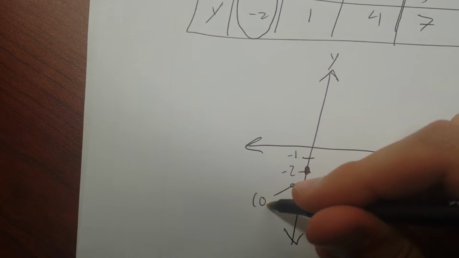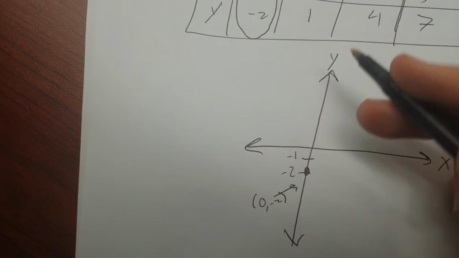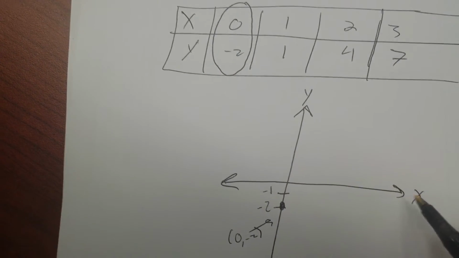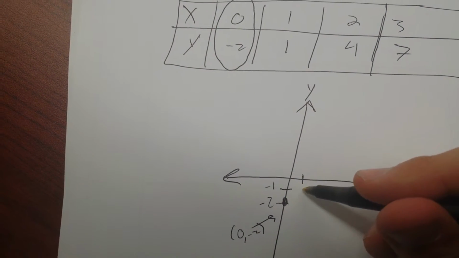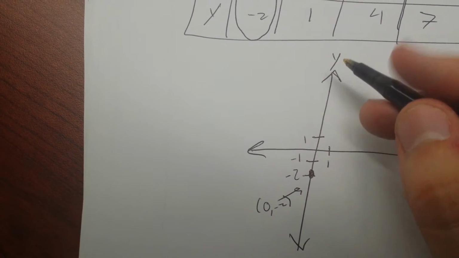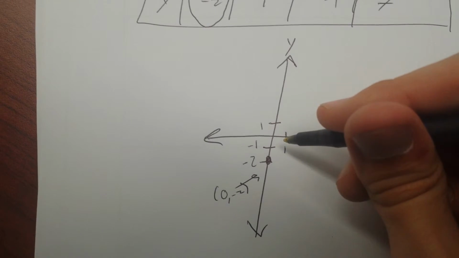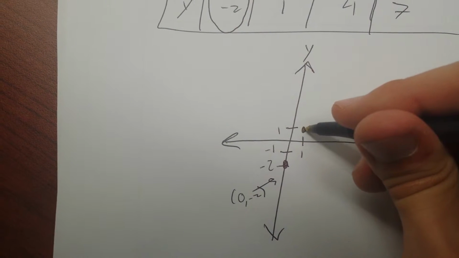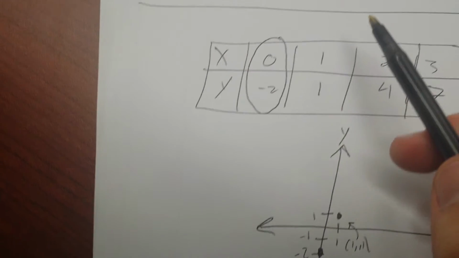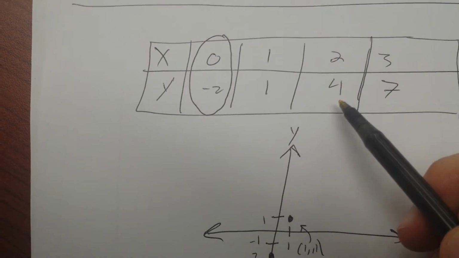This is 0, -2. Next point, 1, 1. So I'm going to go 1 in the X, so I'm going to count off 1 tick on the rightwards X, and I'm going to count 1 tick on the upwards Y. So I'm going to go 1 in the X and 1 in the Y. And this is a point. 1, 1.